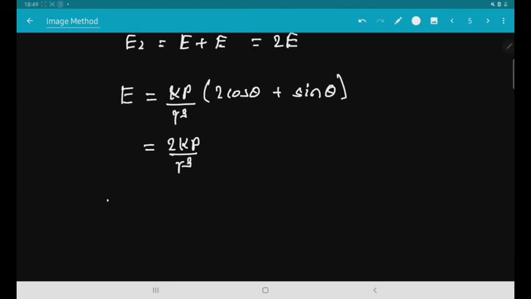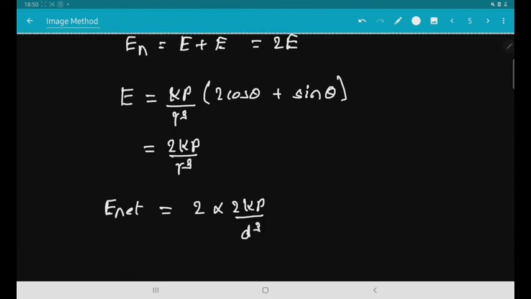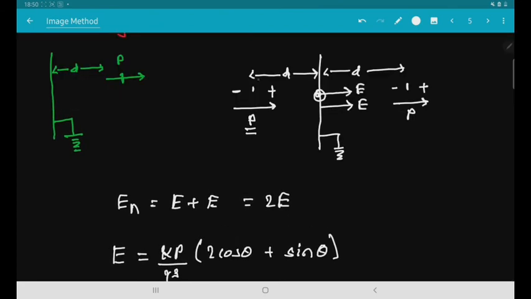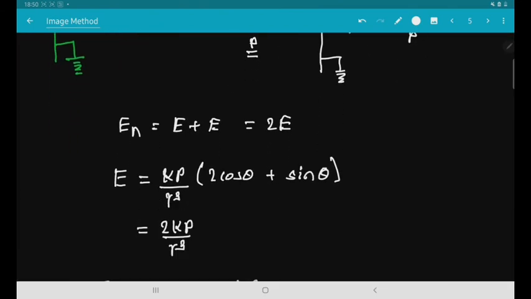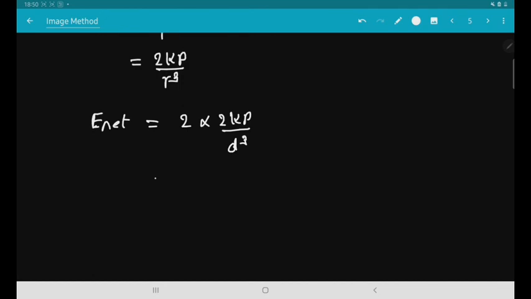That means we will have E net. E net will be equal to 2 into 2 kp by r cube. Now r cube means it is the distance, so we can write d cube, where the distance from the midpoint of the dipole is d. So what we will get? We will get 4 kp by d cube.